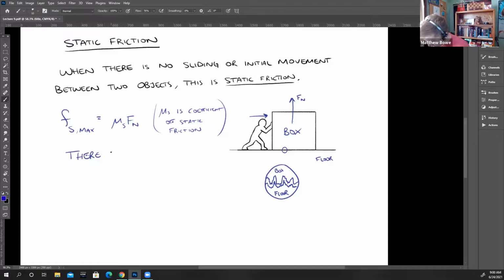or I'd say there is a threshold. So the force of static friction is less than or equal to the coefficient of static friction times the normal force.